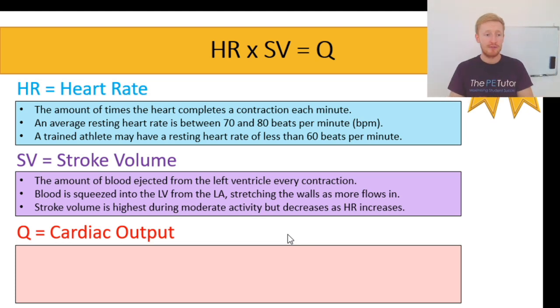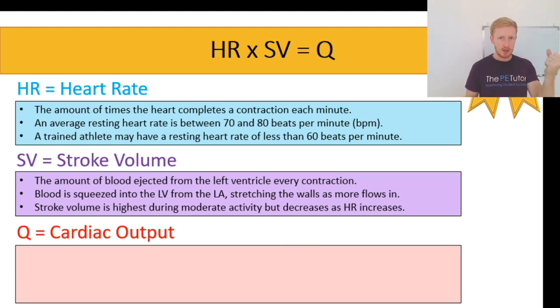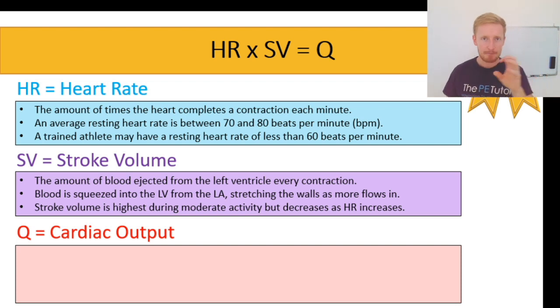So, second of all, we've got stroke volume. We know what heart rate is: the number of complete cycles per minute. Stroke volume is how much blood is being moved during each individual cycle. So the amount of blood ejected from the left ventricle each cycle, each contraction. Remember, the left ventricle is on our red side. It's oxygenated and it's about to leave through the aorta to the rest of the working body.